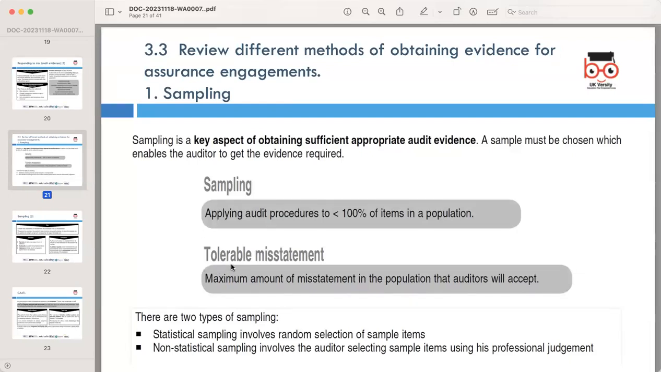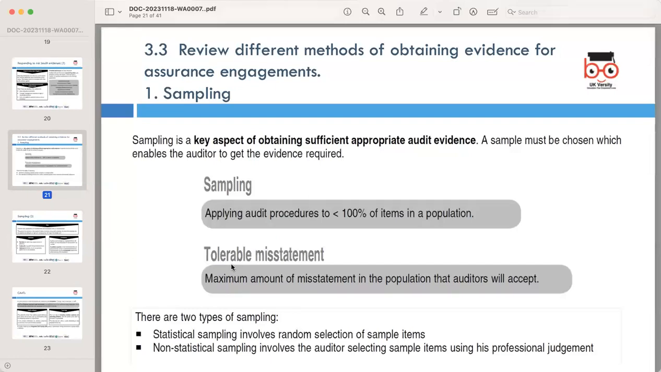Tolerable misstatement is the maximum amount of mistakes we can accept. If things are a bit different, that's okay, but if things are really bad, we need to do something. So tolerable misstatement helps us figure out how much difference is okay.